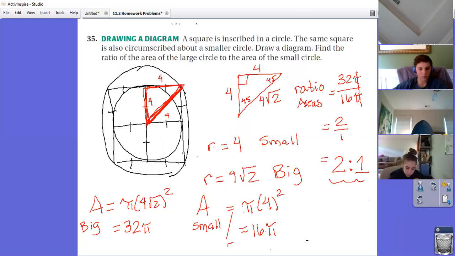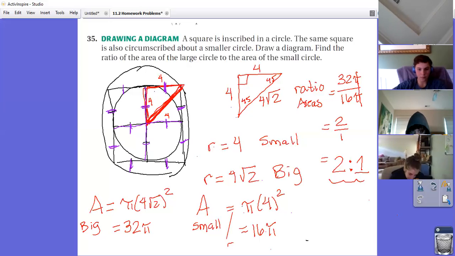If you notice, I'm going to change colors to purple here. If I draw in the diameter of the circle, it actually breaks up my square into 4 little squares, and all of these are congruent to each other. So what I did is I picked a random number for the radius of the smaller circle. You could have picked any number. I picked 4, just because 4 seems like a nice number. So I said the radius of the smaller circle is 4. I need to figure out the radius of the bigger circle if I'm going to figure out the ratio of their areas.